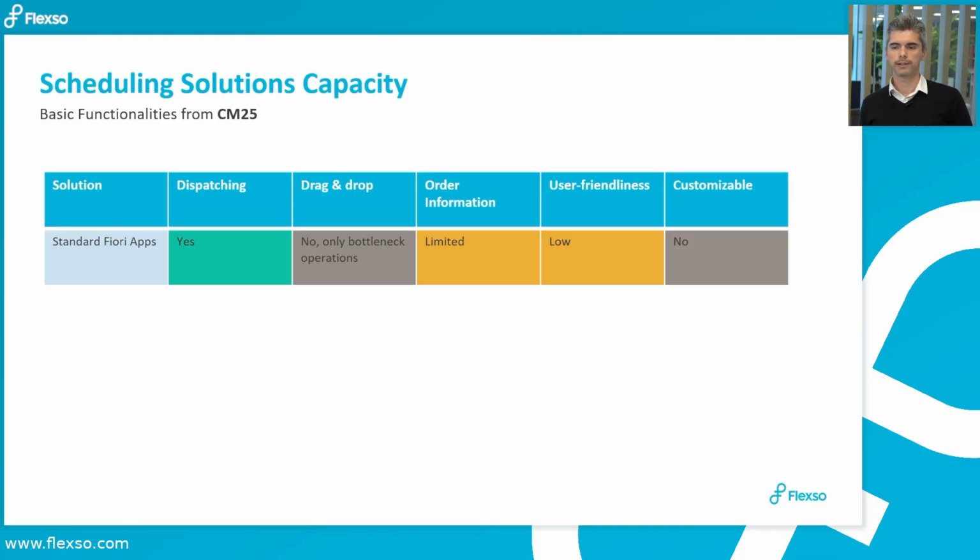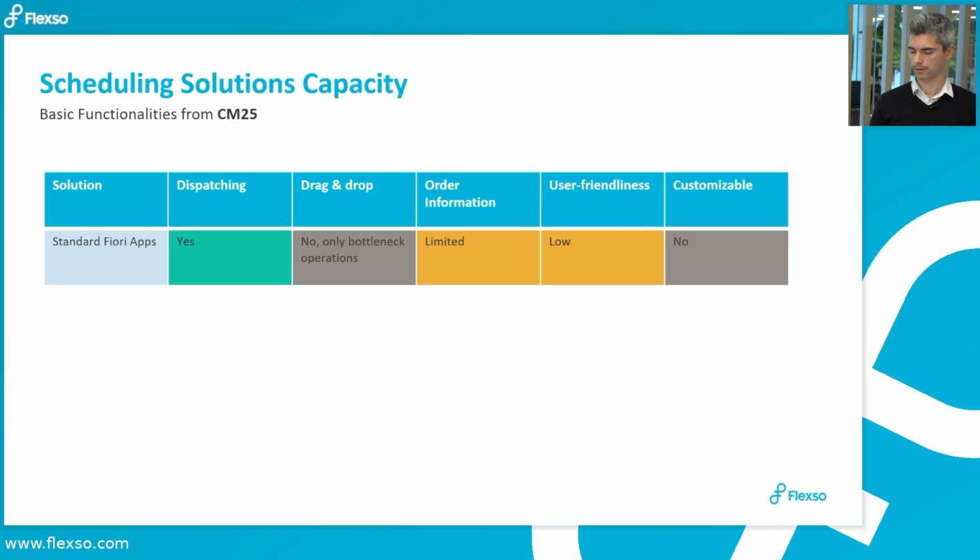So user friendliness is kind of low because you do have to jump between these two applications all the time, the graphical planning board and the table form, to see your results and interact with one another. And then lastly, customization is very low. What you see is what you get in these apps.